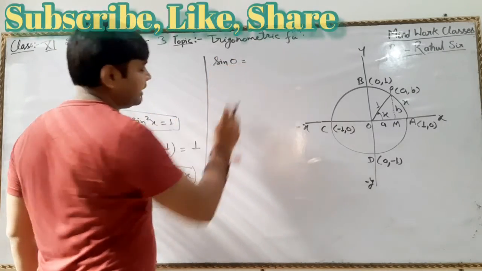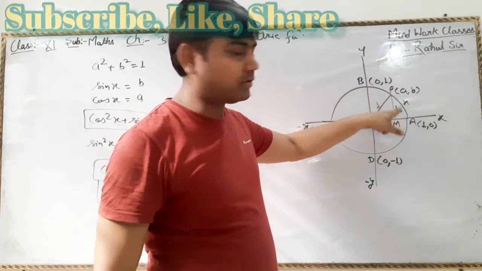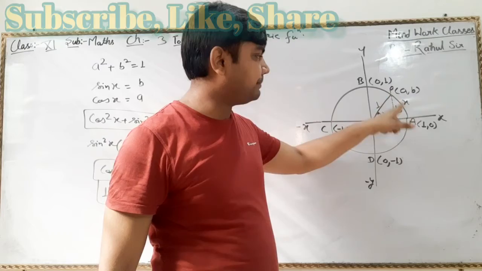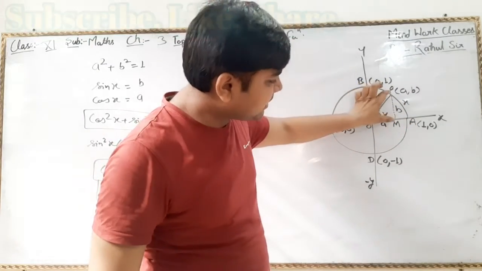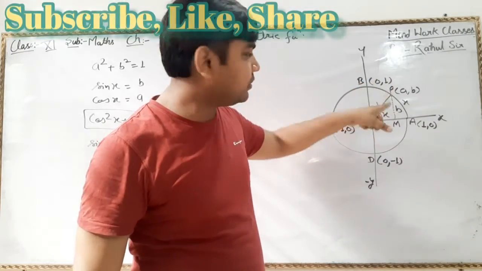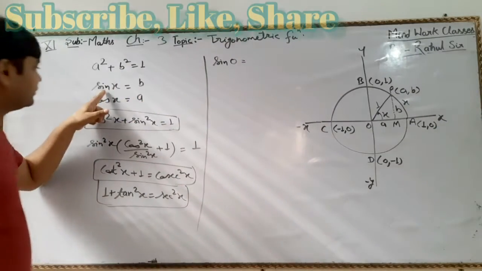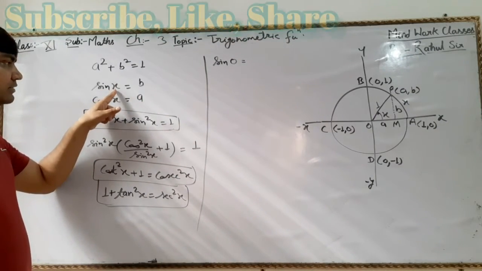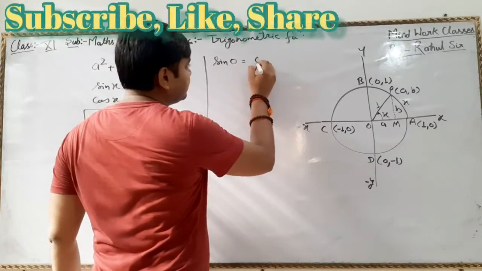When x value is 0, that means this point P is on A. If this point P is on A, then this length PM will be 0, that means B will be 0. Okay, so we know that for x equal to 0, B is equal to 0, so sin 0 will be equal to 0.